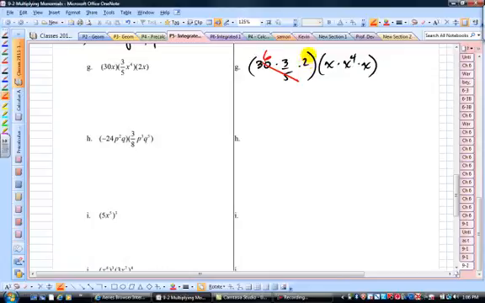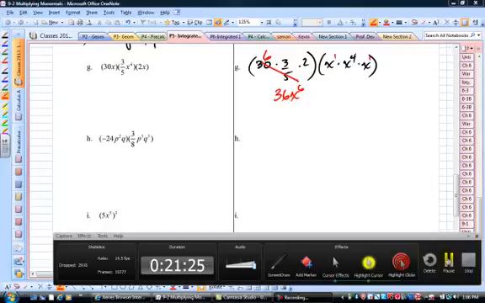Okay, so one more time. 2 times 3 is 6, times 6 is 36 here. Now x to the 1st times x to the 4th times x to the 1st again. What's that? Very good. Okay, go ahead and try the next one now.